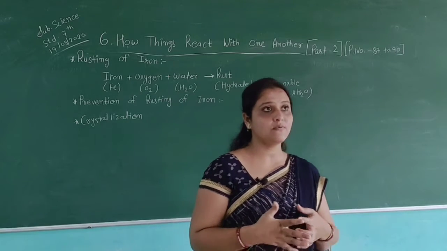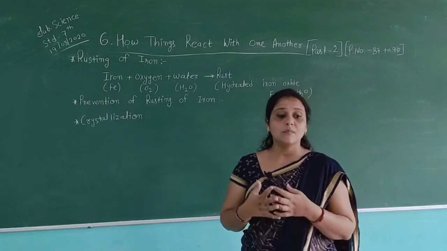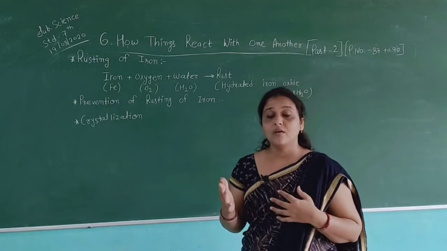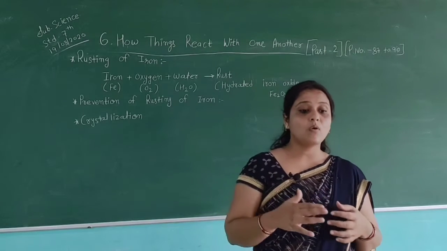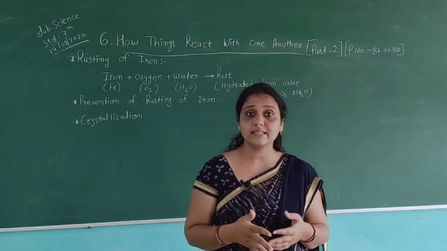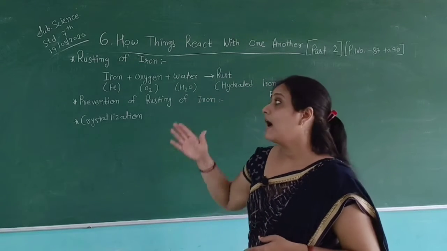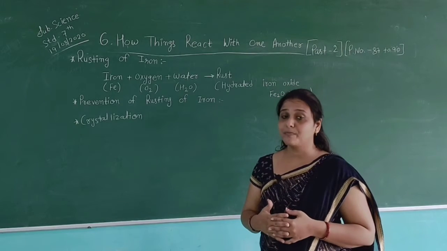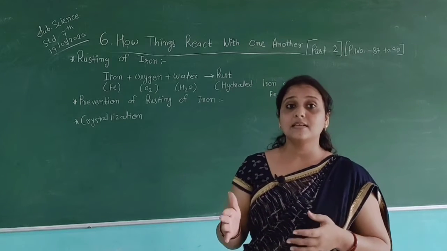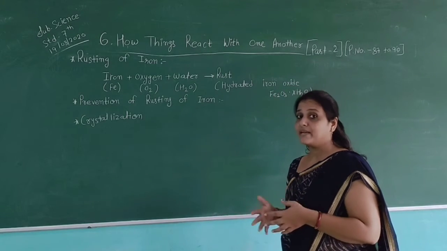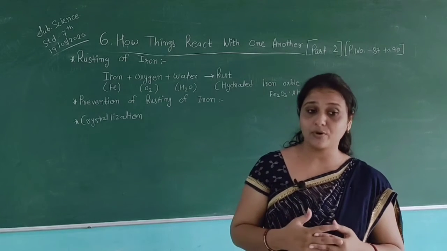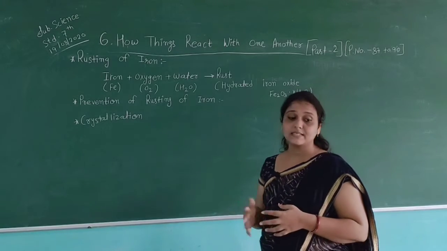In this process, rusting of iron, we have to face many problems because iron is an important metal. We can make bridges, and also cars. We can see many types of things made from iron. Iron is a very useful metal to us, but sometimes it will be damaged by rusting of iron. So we have faced many problems because of this process.